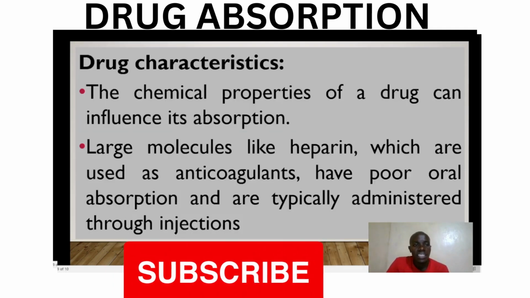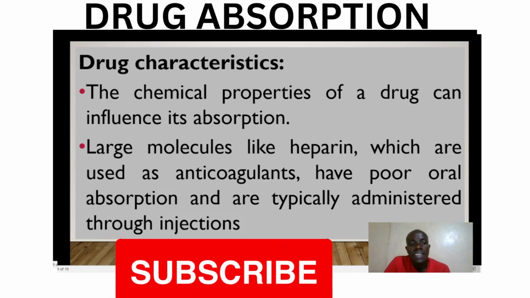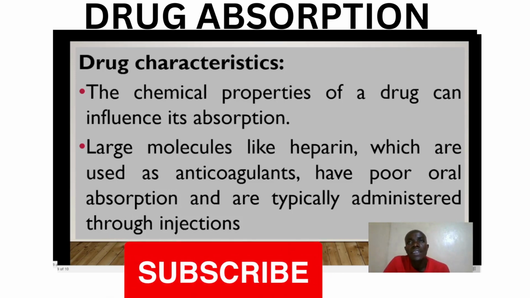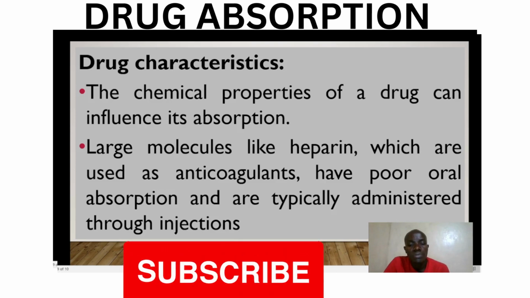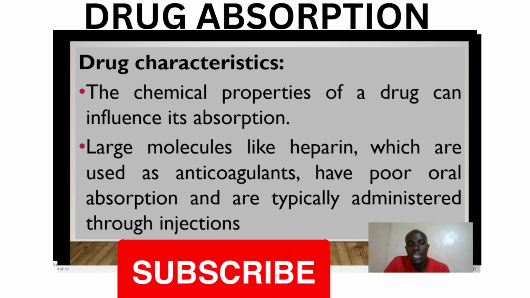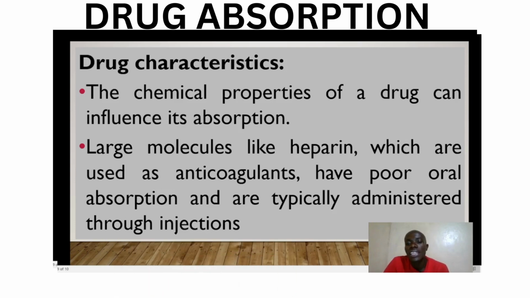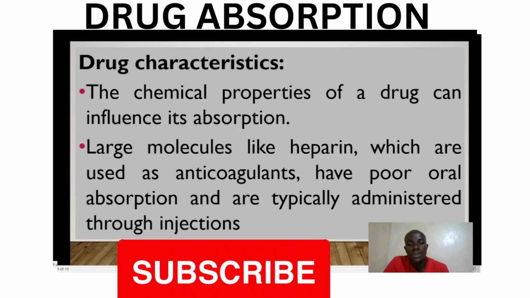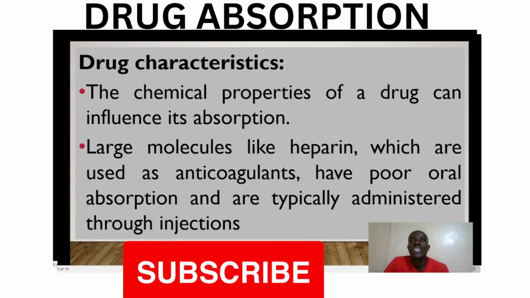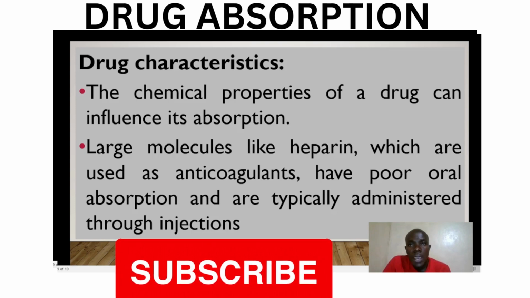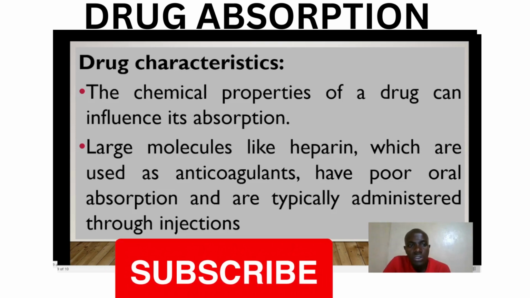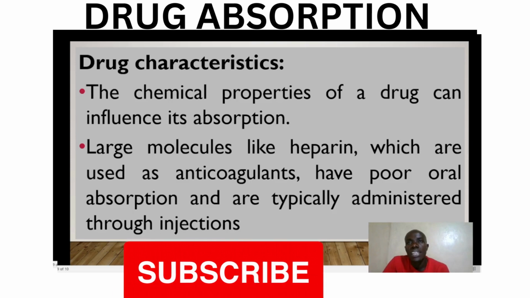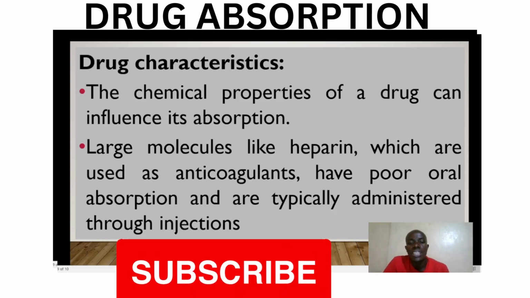We have also the drug characteristics, and you're saying that the characteristics of a drug can influence its absorption. We have drugs that are made up of large molecules, like insulin or heparin, the one that is normally used as an anticoagulant. They have poor oral absorption and are typically administered through injections. One of the reasons why insulin is administered subcutaneously and not orally is because of its characteristics. It's made up of large molecules and they may not be absorbed.